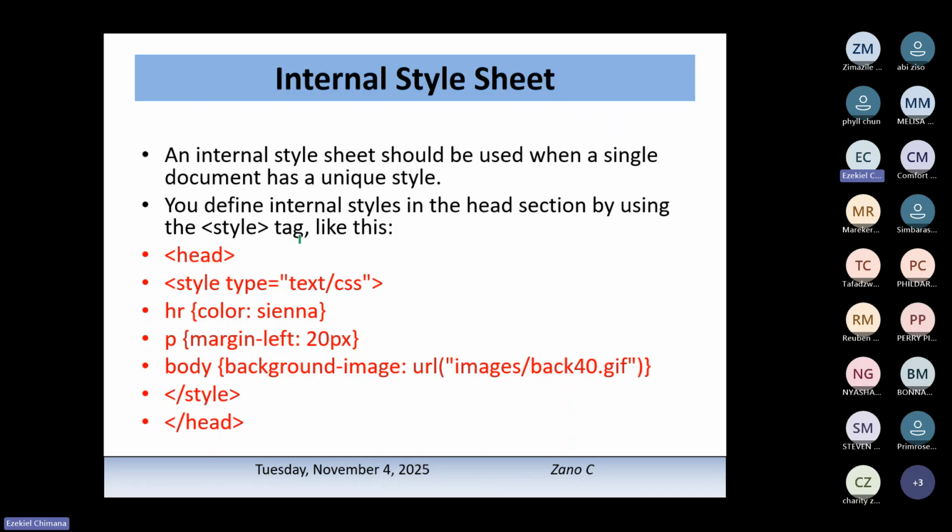An internal style sheet should be used when a single document has a unique style. Maybe you've got 5 pages, and you have the global style in the external style sheet that we've been talking about. And maybe you have a unique part that you want specifically for that document, then you could put it as the internal CSS.